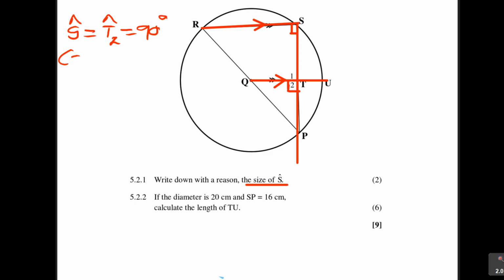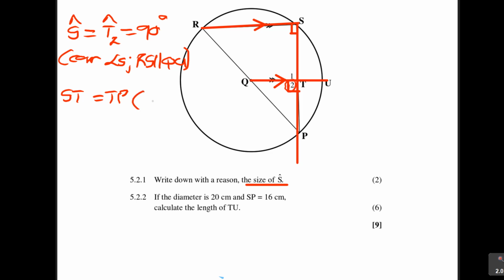And what would be the reason? Corresponding angles. And then by saying corresponding angles, you need now to state what they told us. RS is parallel to QU. Remember that information, because that's what makes us say it's corresponding. And then when we have done that, you also are going to say ST is equal to TP. That one you can state it, because you know now that this is 90 degrees. Once you say T2 is 90 degrees, you can say ST is equal to TP.